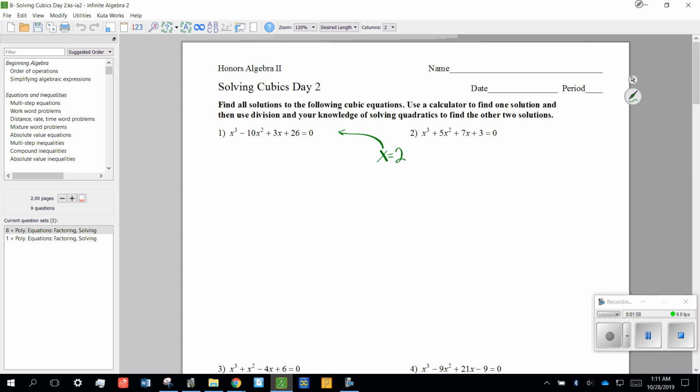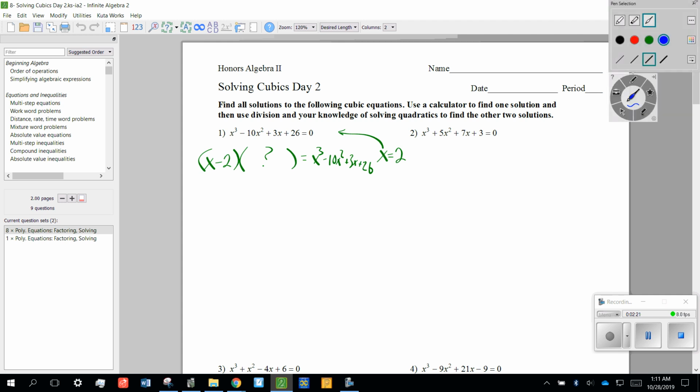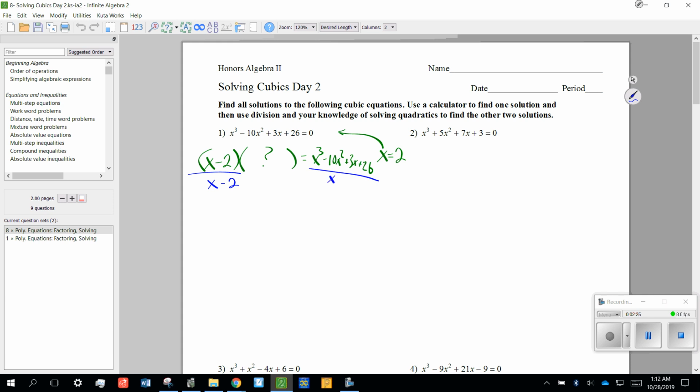The way we would write that is as x minus 2. So x minus 2 times something is equal to x cubed minus 10x squared plus 3x plus 26. We want to know what that thing is. What do we need to multiply? Well, let's do a little algebra. We would divide by x minus 2 to get rid of that. So we need to divide this whole side by x minus 2.